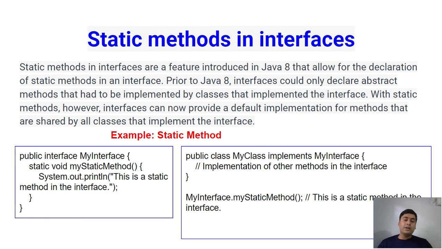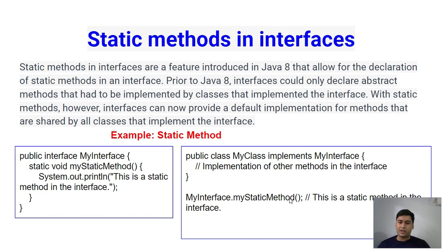Okay, what is the static method in an interface? A static method is also a part of Java 1.8 that allows the declaration of a static method in the interface. Prior to Java 8, an interface could only declare abstract methods that had to be implemented by the classes. With a static method, however, an interface can provide a default implementation of the method that is shared by all classes implementing the interface. So for example, we have one interface, MyInterface, and we can declare our static method as well as default method, and you can easily call it also. Okay, so I hope you understood, and you can call it directly with the class name.